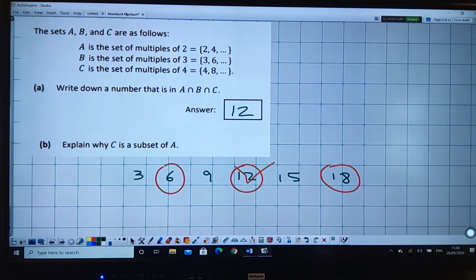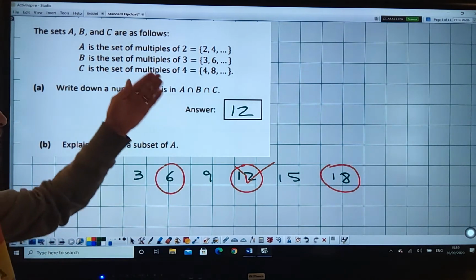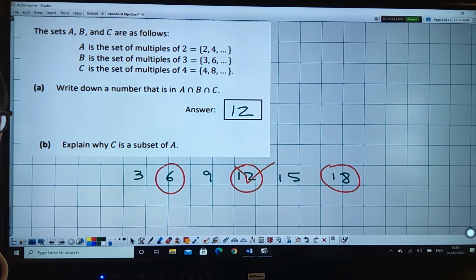Now, explain why C is a subset of A. C is a subset of A because if it's a multiple of 4, then it has to be a multiple of 2, as 2 is all even numbers. Anything that's a multiple of 2 is an even number, and all the multiples of 4 are even numbers. So that's why that is.